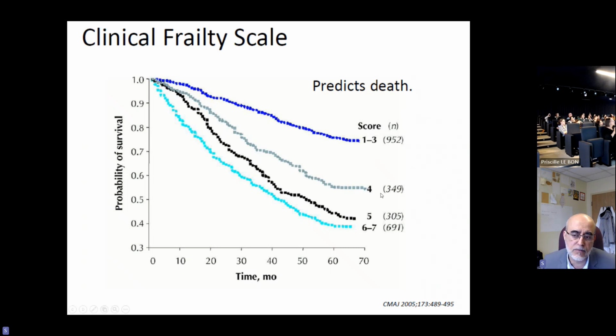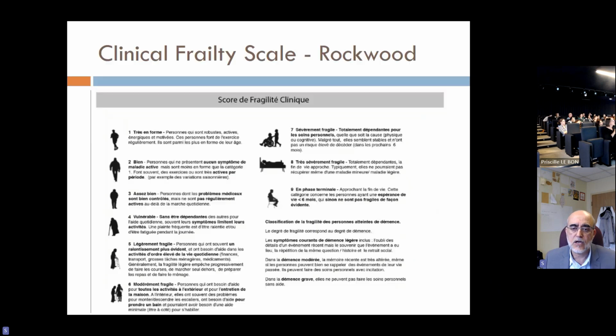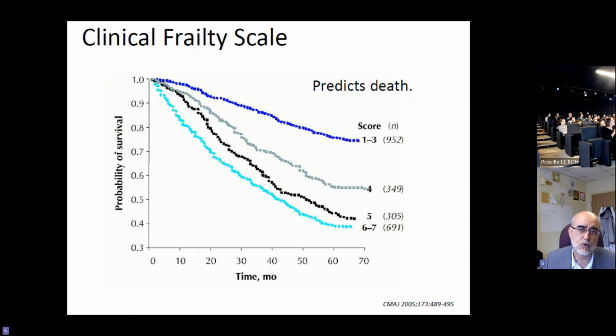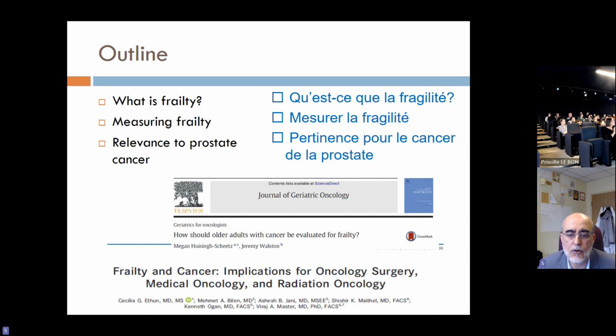People who are vulnerable with a score of 4 or 5 have a worse survival, and as one becomes more frail, the likelihood of death goes up. So a very clear survival separation between different levels of frailty on this one single item that you can score in only 5 minutes after meeting with a patient. Quite easy to teach. Okay, what is the relevance of frailty to prostate cancer?